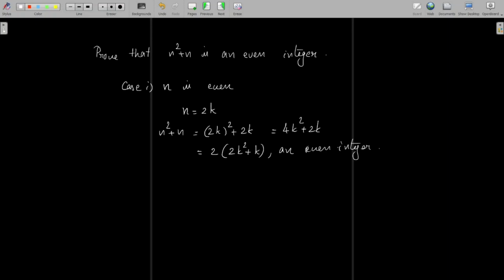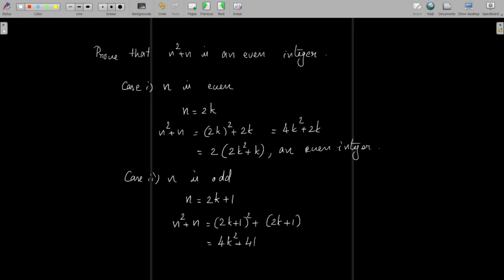Therefore in this case, when n is an even integer, then n square plus n is an even integer. Now we consider case 2, in which we assume that n is an odd integer. If n is an odd integer, it is of the form n equals 2 times an integer plus 1. That is an even integer plus 1. That is a general form of an odd integer. Here also we consider n square plus n. So this is equal to (2k plus 1) whole square plus 2k plus 1. So this is equal to, using the formula (a plus b) whole square equals a square plus 2ab plus b square, 4k square plus 4k plus 1 plus 2k plus 1.